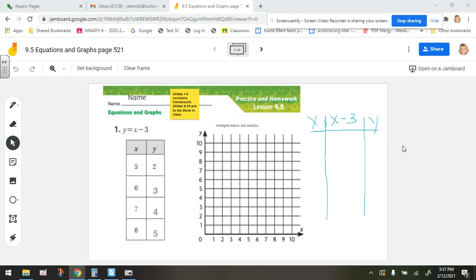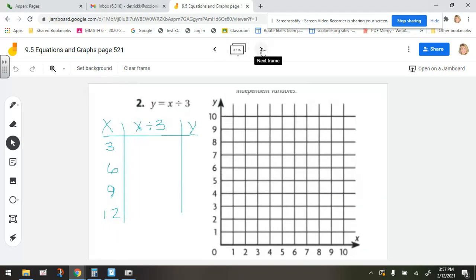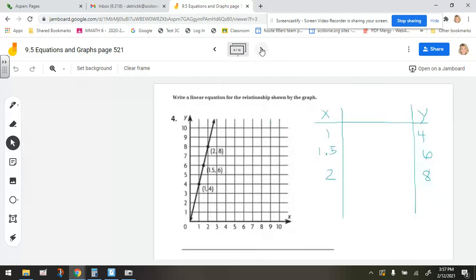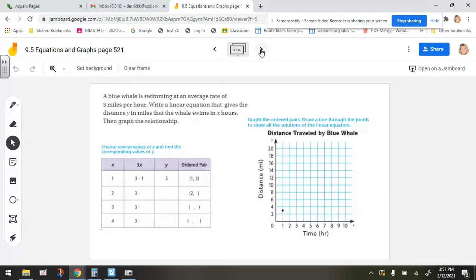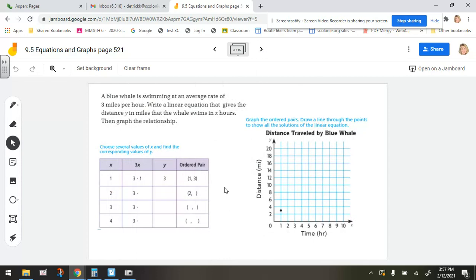We're taking a look at lesson 9.5, which is on equations and graphs. Each of you has your own Jamboard for lesson 9.5, and the first slides that you're going to be looking at will actually be your homework. So that would be slide number 1, slide number 2, slide number 3, 4, 5. So slide number 6 is the first one we're going to be doing in class.